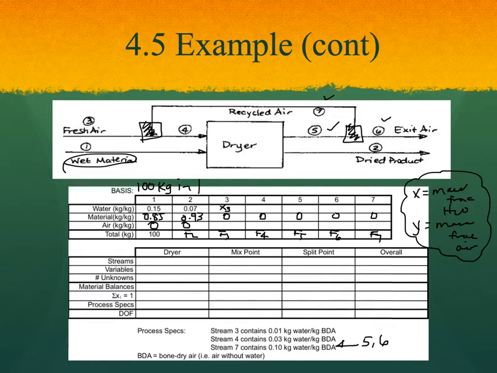So if this is x3, I'll call this y3, and this is x4, and this is y4. Now remember these are all going to be the same. So what do we want to call them? 5, 6, 7, it really doesn't matter. I guess since this down here, my process spec, is given in terms of stream 7, let's say this is x7 and y7, x7 and y7, x7 and y7. Okay?